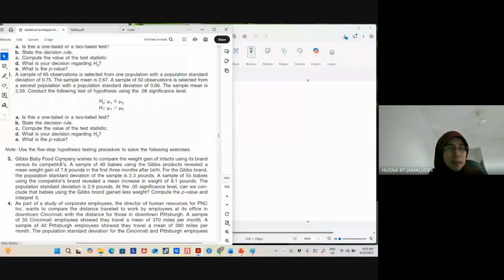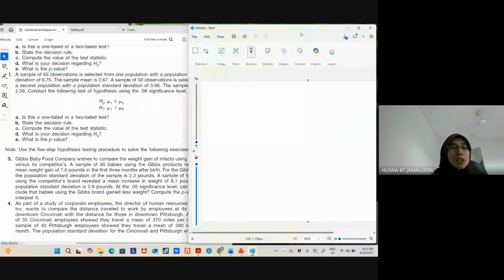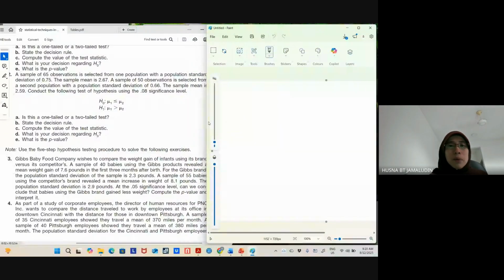Gibbs Baby Food Company wishes to compare the weight gain of infants using its brand versus its competitor. So you have the Gibbs company and the competitor's company. So there are two companies. This should tell you two sample tests. When they are talking about two sample tests, they should give you two different sets of information. So what is the information? Let me write it here. Remember when you are doing hypothesis testing, list down the information.